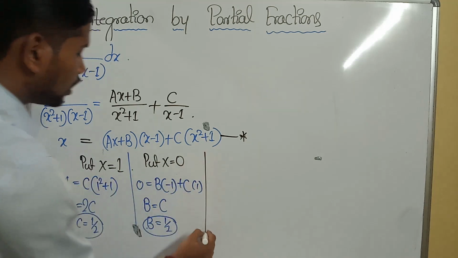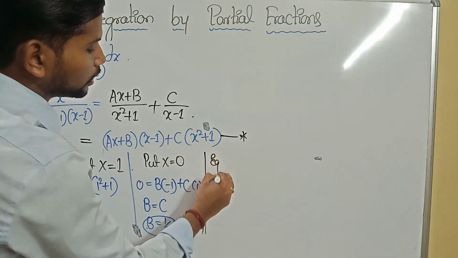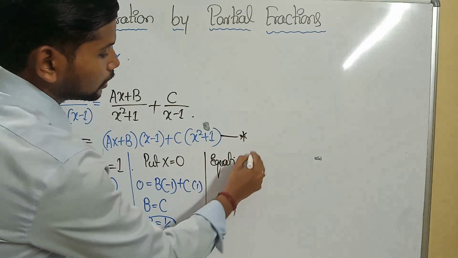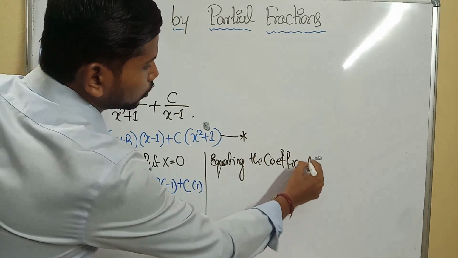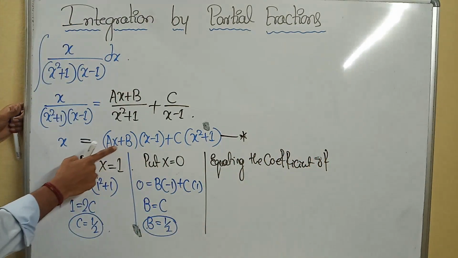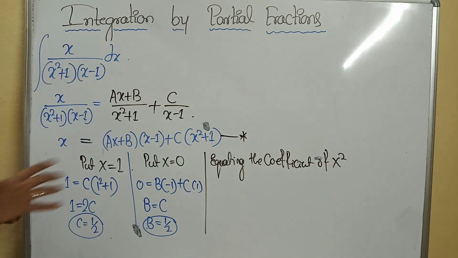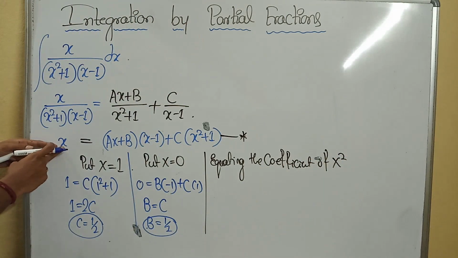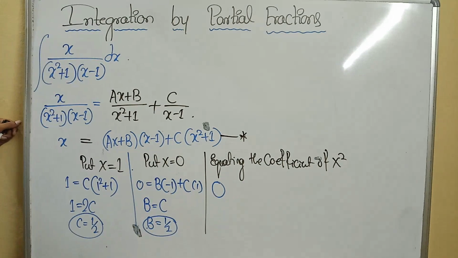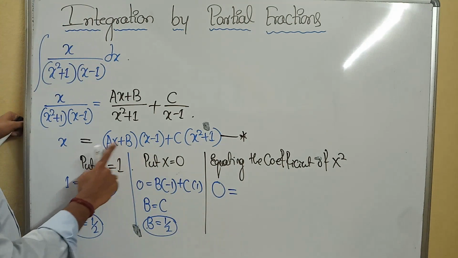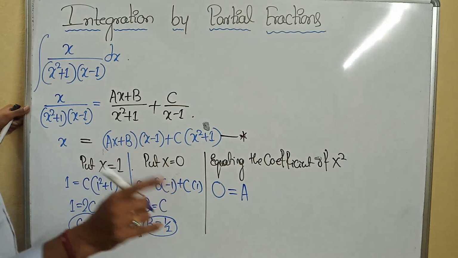Okay. Still I need to calculate one more value, A. For that reason I'd like to take equating the coefficient. Equating the coefficient of highest power of x. Ax into x, ax square; coefficient of x square I need to equate on the left hand side as well as right hand side. Left hand side, x square term is not there, that's why its coefficient will be 0, is equal to ax into x, ax square, a is the coefficient of x square. Now b into x, bx, b is not a coefficient of x square.